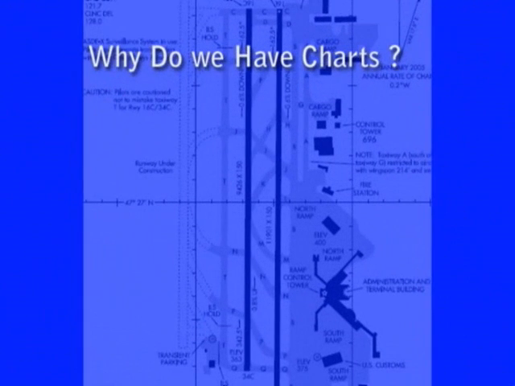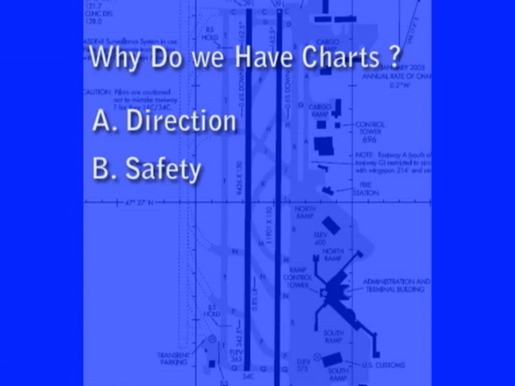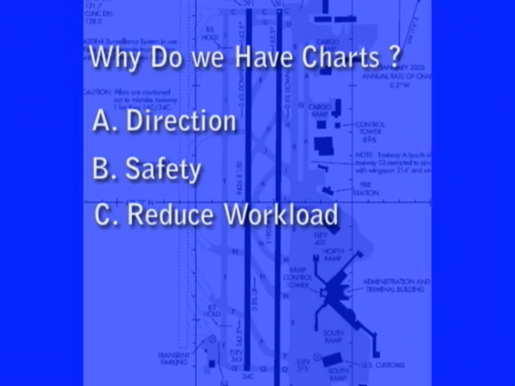So why do we have them? Well, for starters, they give us direction. They get us from point A to point B. Second, it's safety. Every single plane stays on the exact route that it filed. And finally, reduced workload for both you and air traffic control.